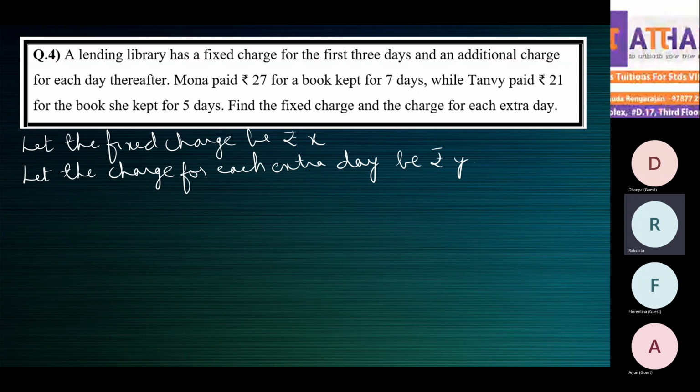Ma'am, completed. Good. Rakshita, you got 15 and 3? Yes, ma'am. Okay, 15 and 3. Ma'am, I also got 15 and 3.